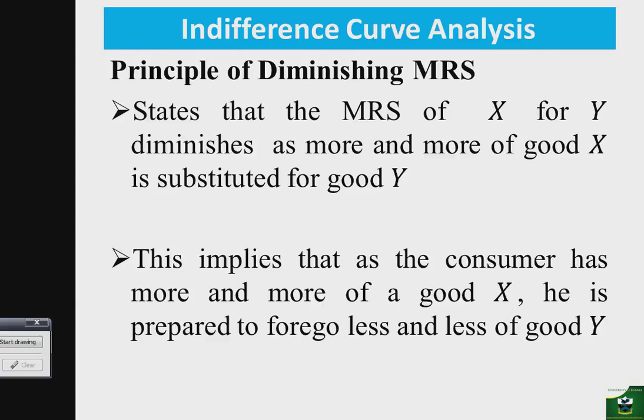This is because, to the consumer, since he has gotten enough of X, good X becomes less valuable, so he will be less willing to get more of it. And since he has less of good Y due to the fact that he's given up more of it, good Y will now become more valuable and the consumer will be less willing to give up more units. And the more of Y the consumer gives up, the more and more valuable good Y will be. This is because both good X and good Y are desirable.